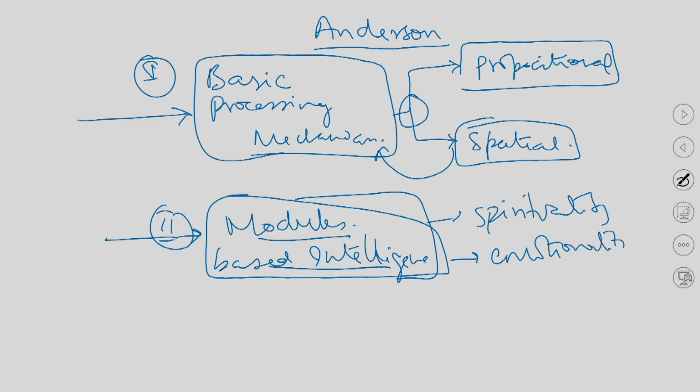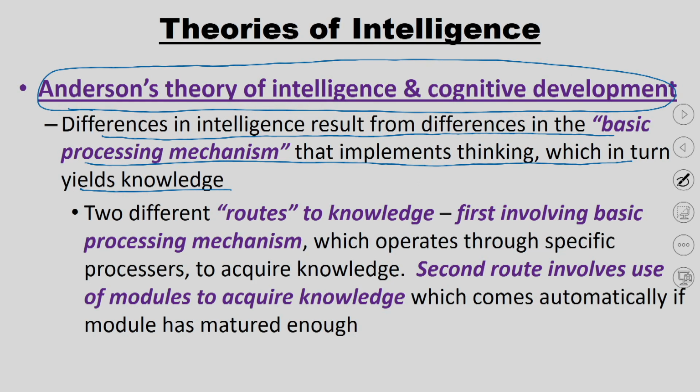All these factors are module dependent, and they develop over a period of time. So, intelligence, according to Anderson, is composed of this basic processing mechanism, but then there is another kind of intelligence which is called module based intelligence, and people do not actually work on that. What Anderson believes is that differences in intelligence between people result from differences in the basic processing mechanism that we were talking about, that implements thinking, which in turn yields knowledge.